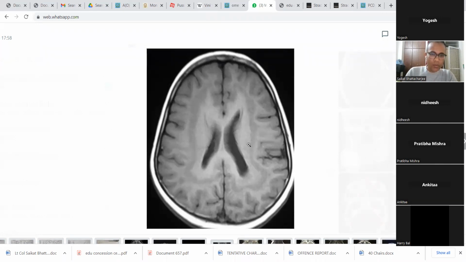Band heterotopia. This one is a classic band heterotopia. Why heterotopia? It's abnormal gray matter located in an abnormal location. Topy is related to geography, location, and hetero is different. So it is present at a different place from where it should be.